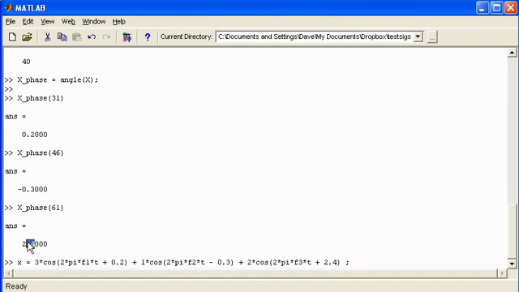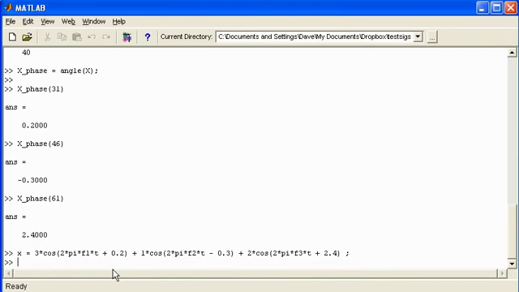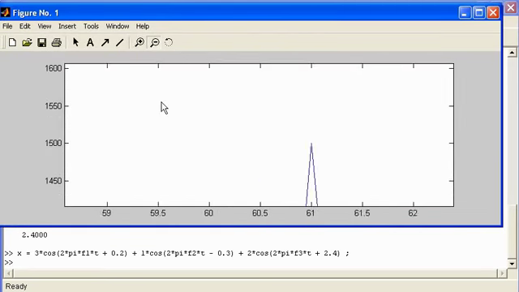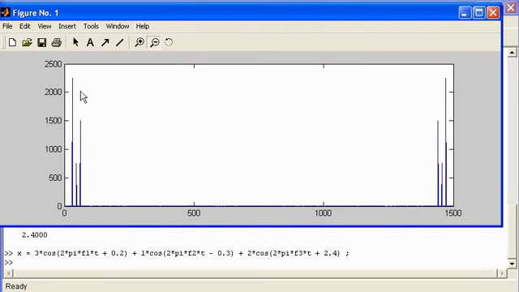The phase value of the middle frequency component is minus 0.3, which you can see here, and the phase value of the lowest frequency component is 0.2. We can see that matches. So basically what I've shown you is that the FFT can be used to extract the phase information from the signal. I've also shown you that the magnitude spectrum shows the relative amplitudes of the various components, and generally that's all you're really interested in.